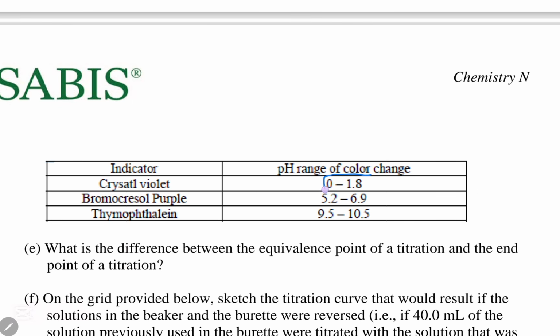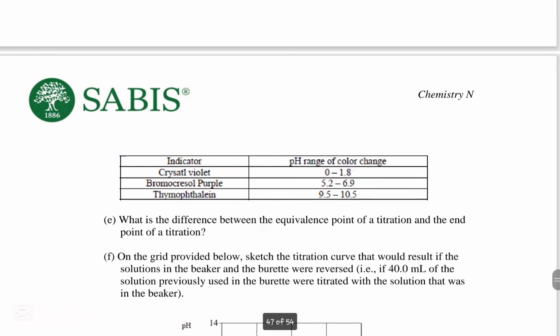I have 0 to 1.8. This is extremely acidic, so I am absolutely not going to take it. 9.5 to 10.5, this is basic, so I'm also not going to take it. So the only thing I'm left with is 5.2 to 6.9. And I will choose 6.9 because it's the closest to 7. It's not exactly 7, but based on what we see, we say 7. It could be 6.9. So this is the perfect answer, which is the bromocresol purple. So that's pretty much it for part D.